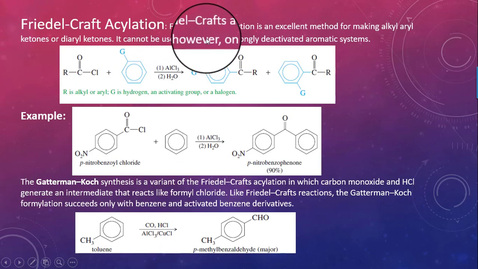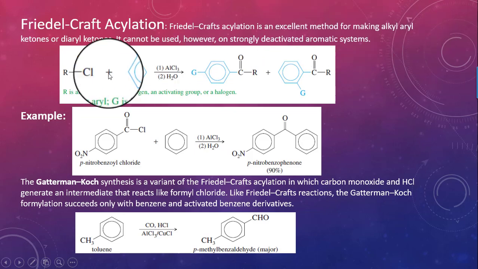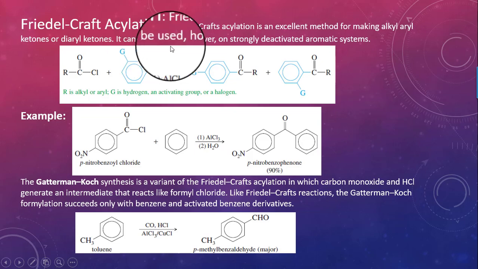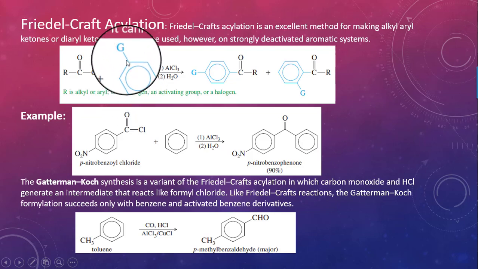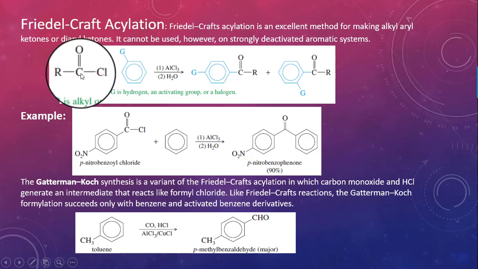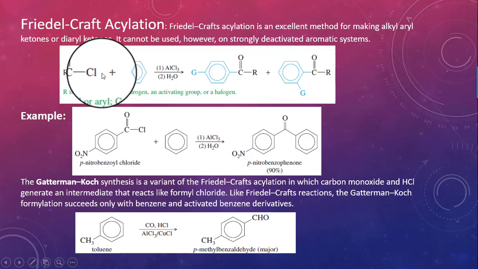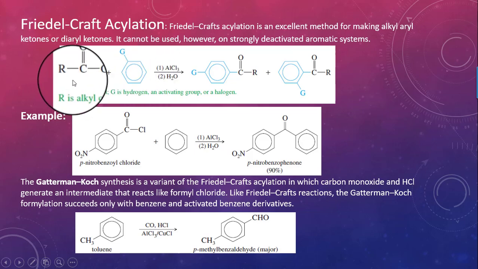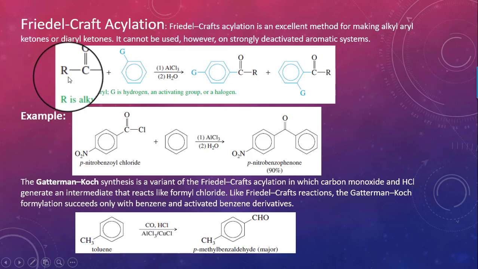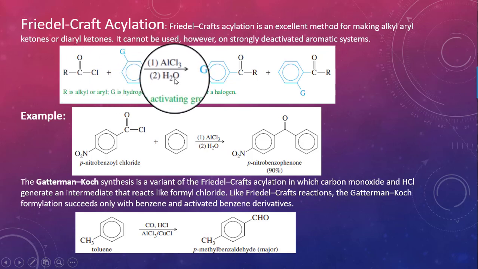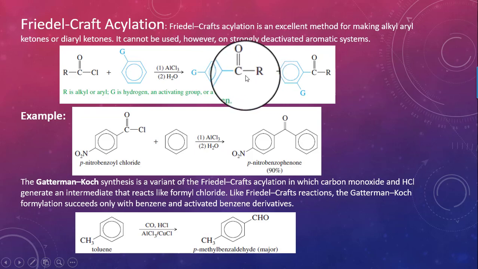Friedel-Crafts acylation. Friedel-Crafts acylation is an excellent method for making alkyl aryl ketones or diaryl ketones. It cannot be used, however, on strongly deactivated aromatic systems. If this G is hydrogen or an activating group that is attached on the ring, then Friedel-Crafts acylation is easier to do because this acyl group itself acts as an electrophile. So in the presence of a Lewis acid and water, this leads to the formation of an ortho-substituted or para-substituted acyl product.